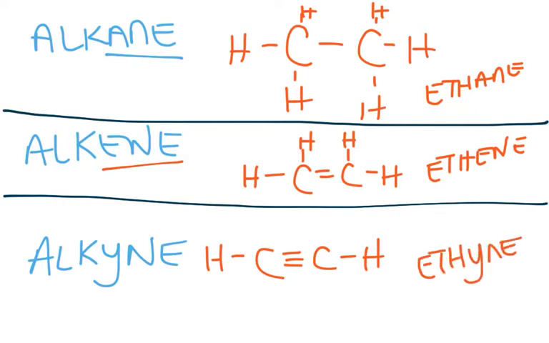So you need to be able to recognize that this is a single bond, this is a double bond, this is a triple. And the letters A, E, and Y are in alphabetical order. Different numbers of carbons change the beginning. So it can be propane, propene, propyne, butane, butene, butyne. We just use those prefixes we saw earlier, and we change the ending based on the bonding.